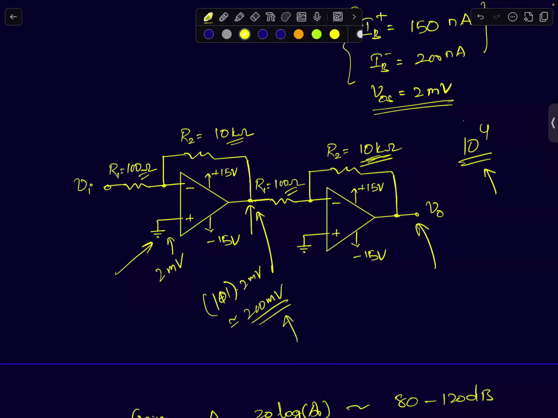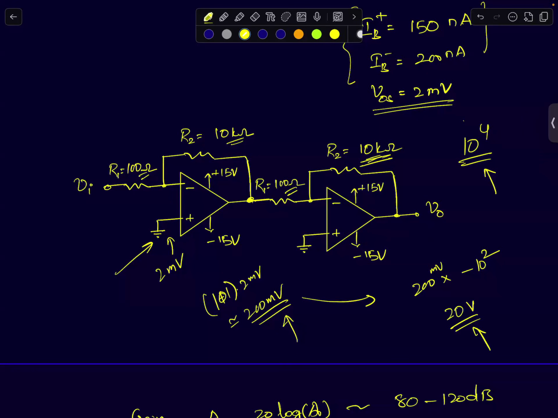Okay. At the first stage, the offset is getting multiplied by a factor of 1 plus R2 by R1 and appearing as 200 millivolts. Second stage, again, it's getting multiplied by a factor of 100. So now what will be the output due to offset? 200 millivolts multiplied by minus of R2 by R1. Minus of 10K by 100 is minus 100. So you will get 2 into 10 power 4 millivolts, or 20 volts.